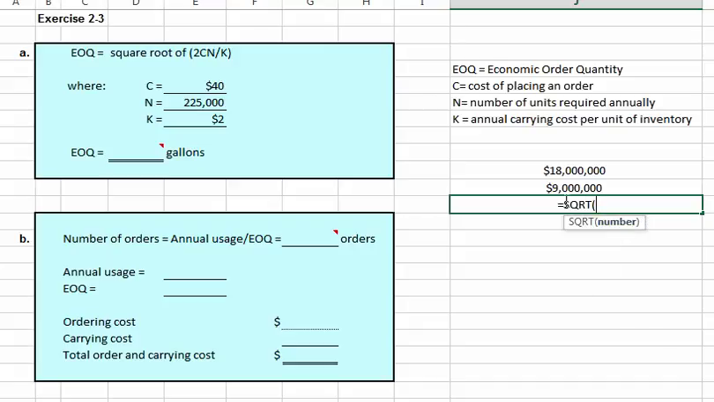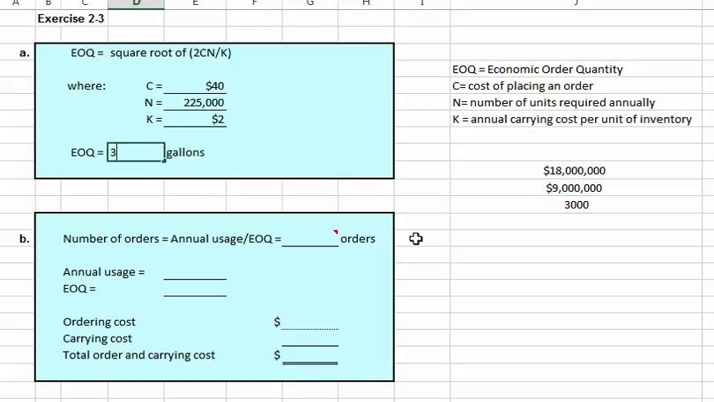We want the square root of this number. And that's 3,000, which just means 3,000 times 3,000 equals 9 million. I'm sure you're all aware of that, but that's what the square root of a number is. What times itself gives us that number? Well, 3,000 times 3,000 gives us the $9 million. Okay, so our economic order quantity here would be 3,000 gallons.